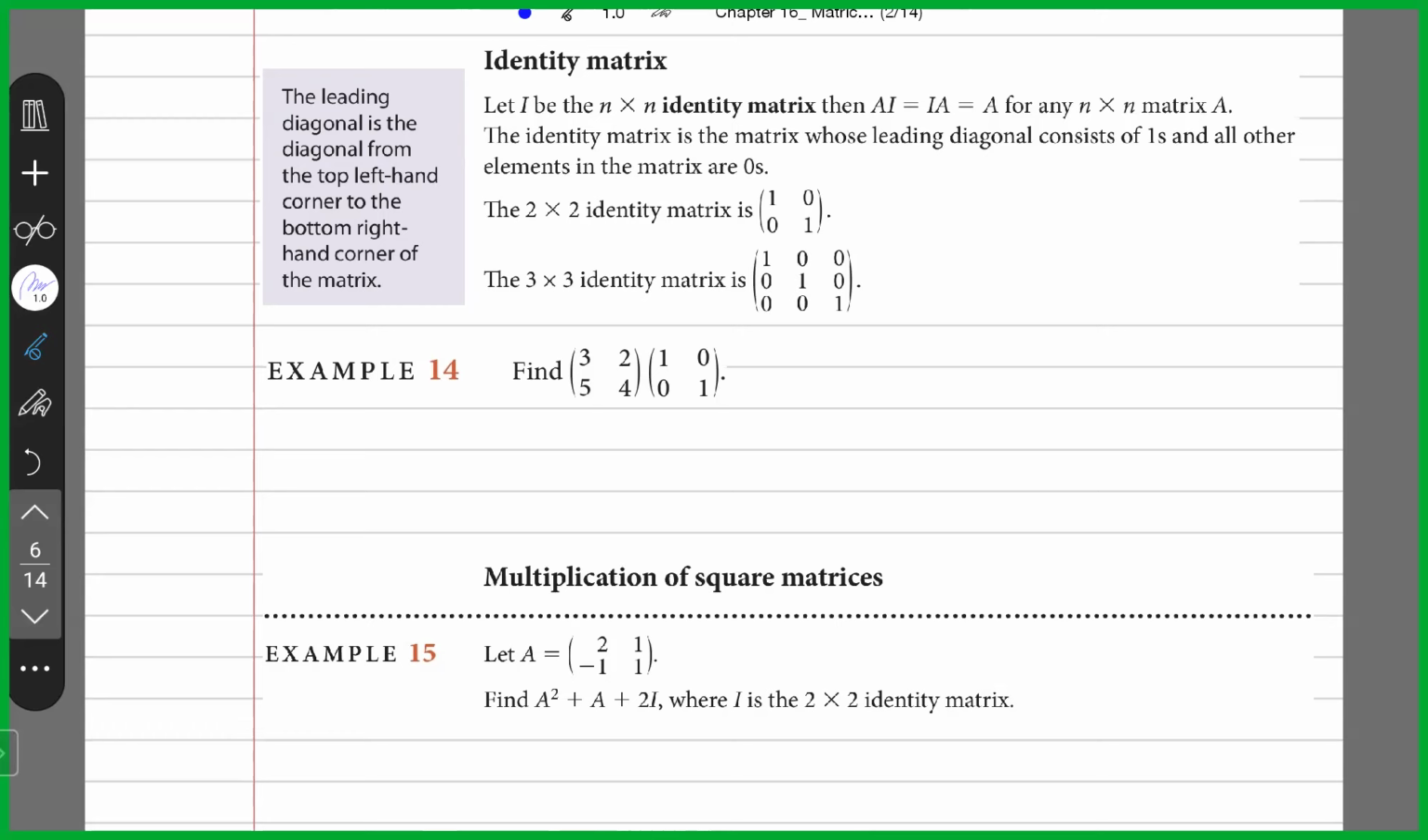So the 2 by 2 identity matrix is 1, 0, 0, 1. The 3 by 3 identity matrix is 1, 0, 0, 0, 1, 0, 0, 0, 1. The leading diagonal in the matrix consists of ones, and all other elements are 0. If you multiply a matrix by the identity matrix, you're going to get back the original matrix, because multiplying by the identity matrix is the equivalent of multiplying by 1.